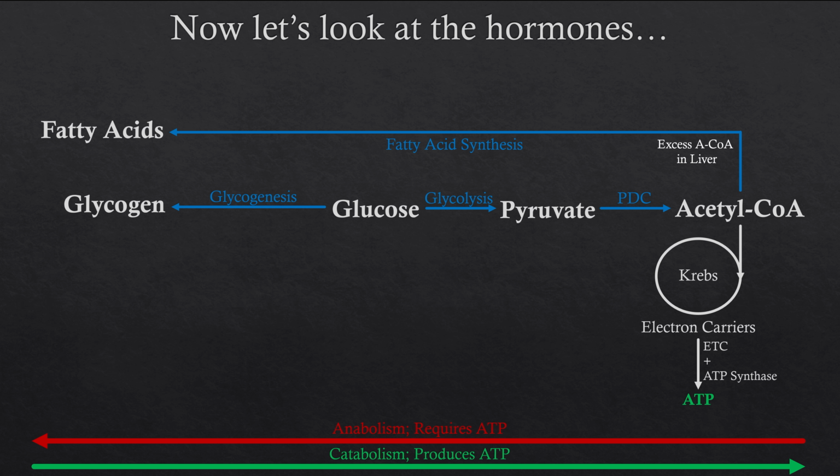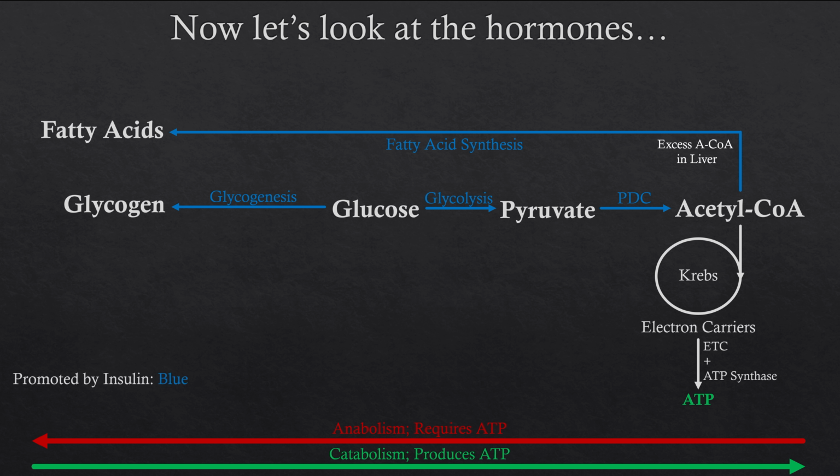It's like, well, why would we use ATP to store this stuff? Remember that we're doing these processes when we have a plethora of ATP around and we can invest some of it to store anything that's left over. So anything that goes to the right is catabolic, anything that goes to the left is anabolic. Anabolism generally requires ATP, catabolism generally produces it.